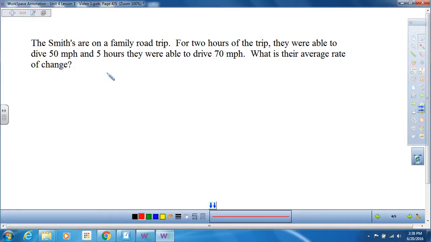Okay, so I think it helps if we set these up either in a table or as ordered pairs. So as ordered pairs, for 2 hours they drove 50 miles per hour, and then for 5 hours they drove 70 miles per hour. If I do a table, hours, and that's their speed. So for 2 hours, 50, 5 hours, 70.